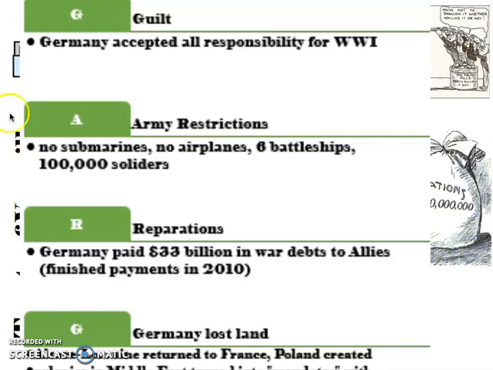The German military is restricted. They're not allowed to have submarines. They're not allowed to have airplanes. They were granted 6 battleships and a standing military of 100,000 soldiers. If you remember back on the last slide, that's fewer soldiers than America had perish in World War I. This is a very extreme limitation of German military power.